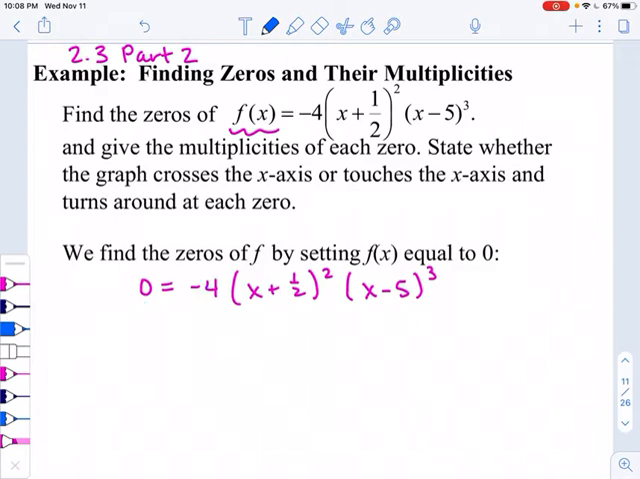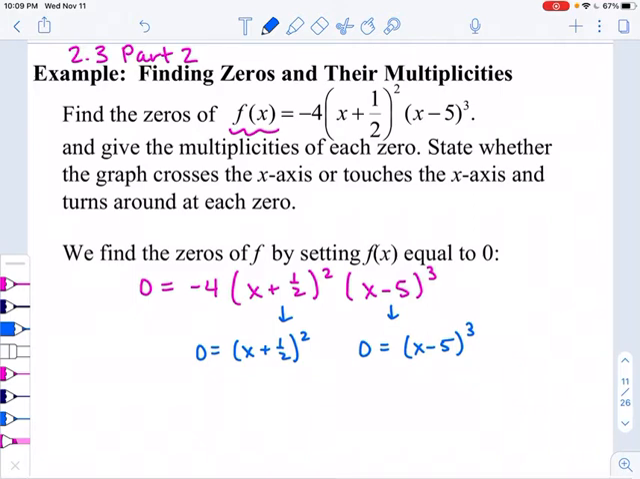Or if you are going about doing the zero product property, technically you would say that 0 is equal to negative 4, and you would say each of these pieces are equal to 0 as well. Well, 0 equals negative 4 is going to give us no solution, so technically we don't have to worry too much about that. So I'm just going to take x plus 1/2 to the second power and set that equal to 0, and set x minus 5 to the third power equal to 0. Now we have to find the zeros and we have to find the multiplicities.